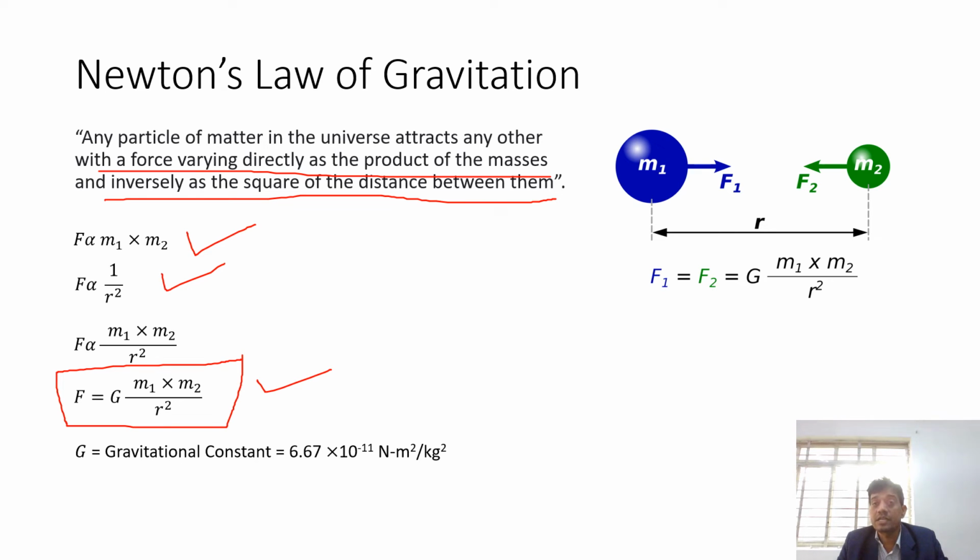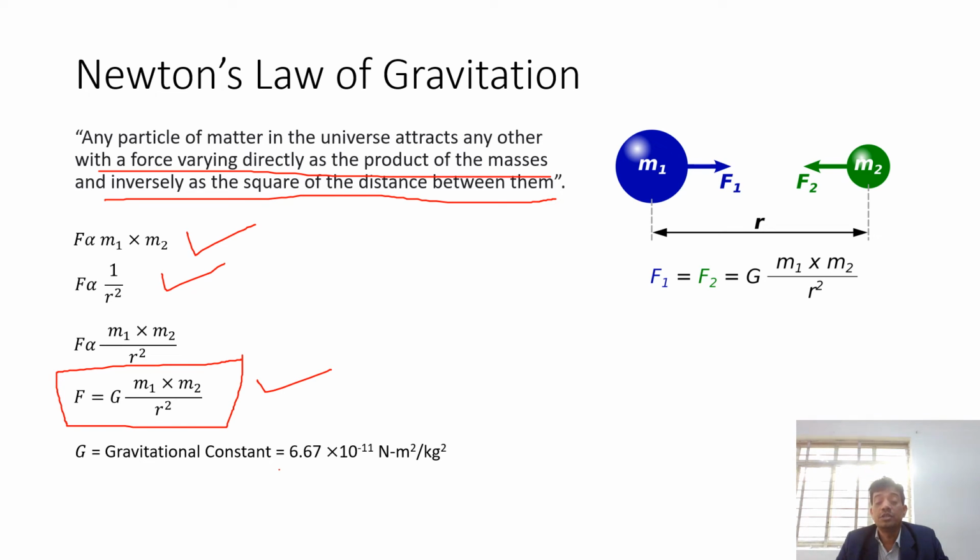Why am I calling it the universal gravitational constant? Because this value of capital G, the gravitational constant, is the same everywhere in the universe. This value is the same for Earth, or Jupiter, for Mars, or at the center of Earth, at the top of a hill, at the equator, wherever you go. That's why it is known as the universal gravitational constant, right?